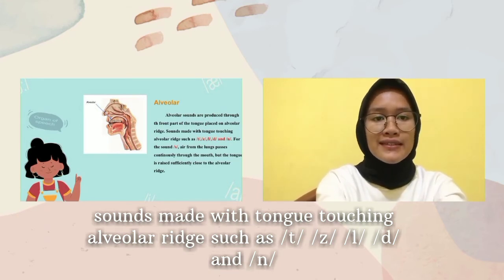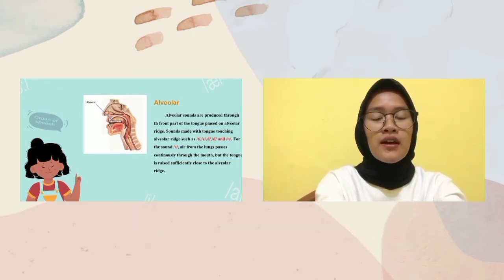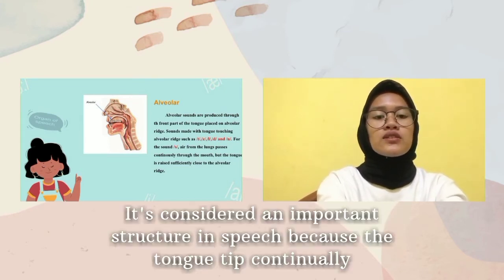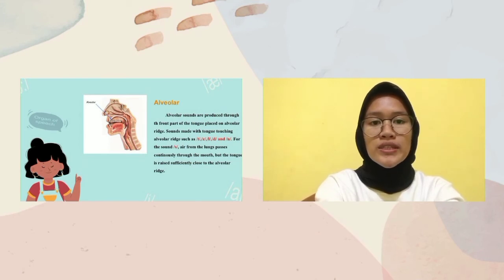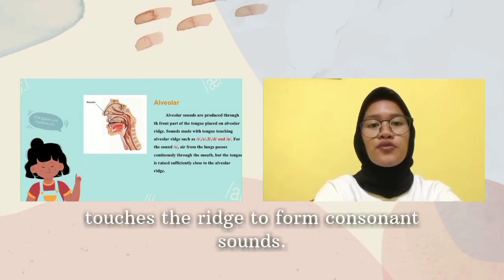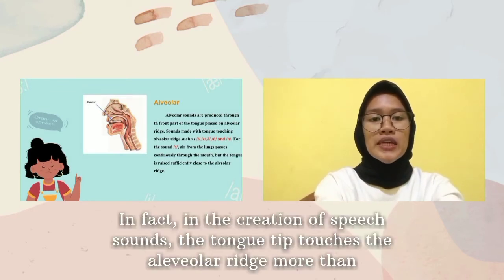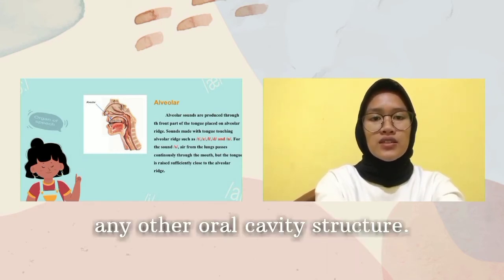For the sound S, air from the lungs passes continuously through the mouth, but the tongue is raised sufficiently close to the alveolar ridge. It is considered an important structure in speech because the tongue tip continually touches the ridge to form consonant sounds. In fact, in the creation of speech sounds, the tongue tip touches the alveolar ridge more than any other oral cavity structure.